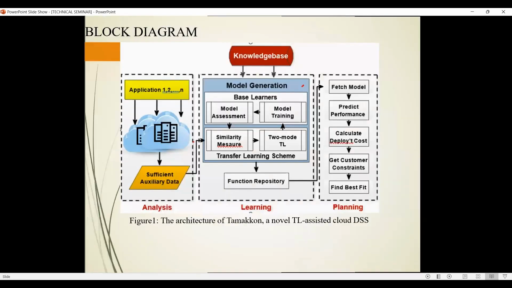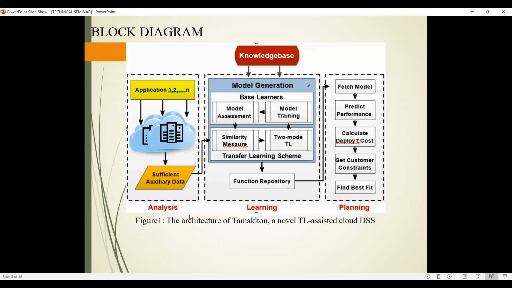Now, coming to the block diagram, this block diagram is the architecture of Tamakon, a novel TL-assisted cloud DSS. It has three phases: analysis phase, learning phase, and planning phase. We'll go through each phase in the next slide.